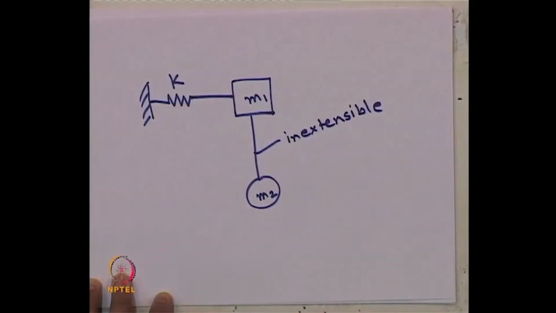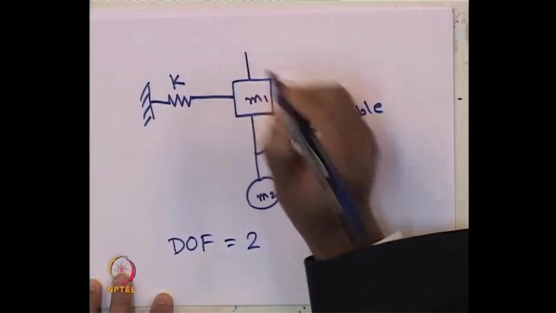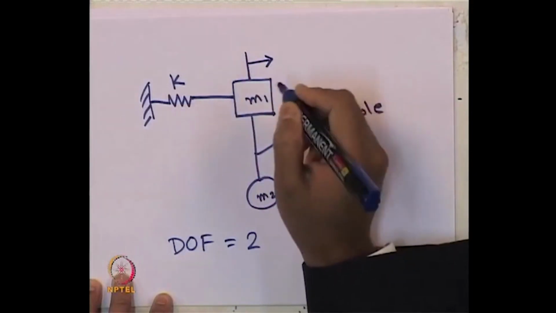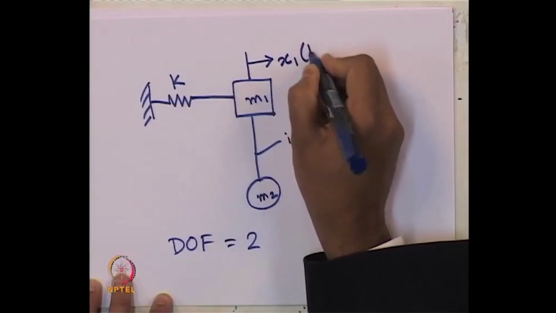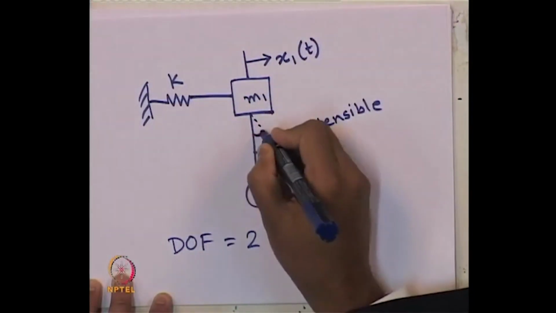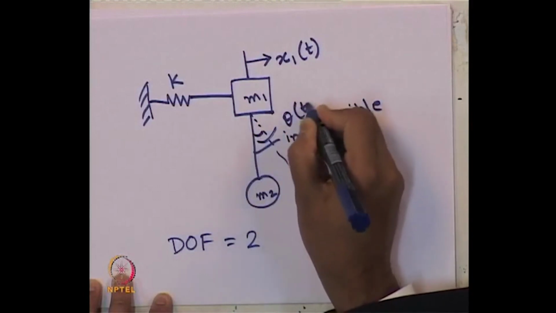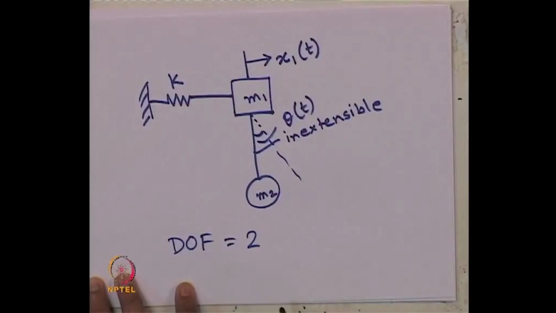In this case, the degrees of freedom for the problem is 2. Why? Because if we apply a dynamic load to the system, the minimum number of coordinates we require to define its position at any point of time is x1(t) and theta(t). So, these two are the 2 degrees of freedom for the problem under any dynamic loading.